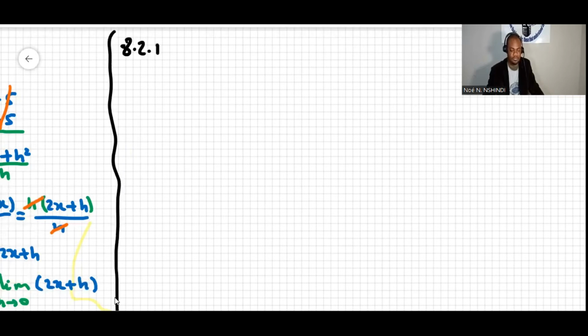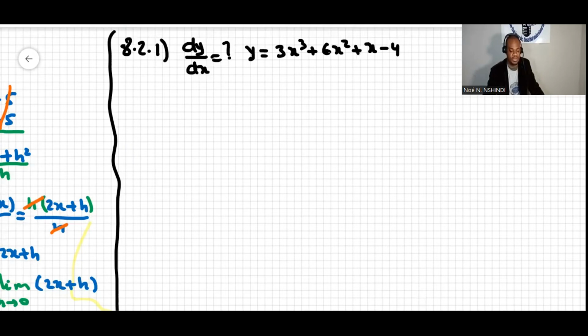8.2.1, we have y equal to, and we're looking for dy/dx. y is given by 3x cubed plus 6x squared plus x minus 4. Now to differentiate a function, you have a x to the power of n, its derivative is n times a times x to the power of n minus 1.